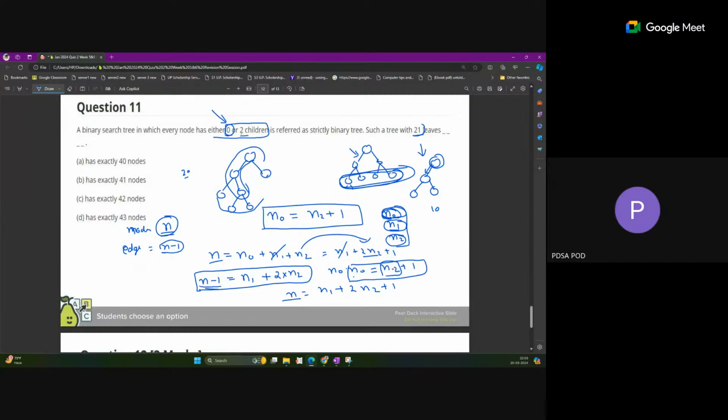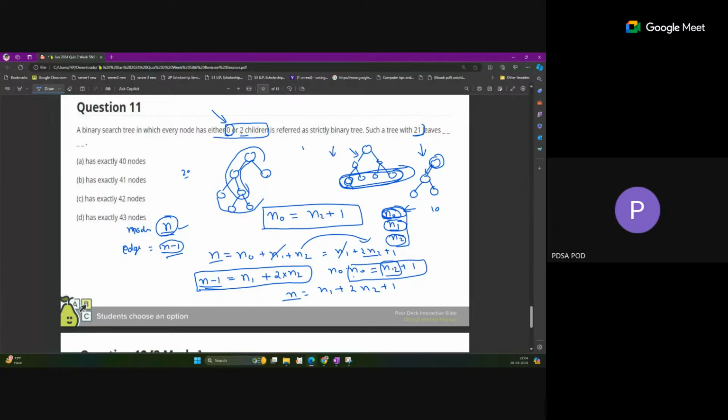So the total number of edges is n minus 1. If we have n vertices, we have n minus 1 edges. We are looking only at the lower side direction, not the upper side, because edges are connected to the lower side. For leaf nodes, there is no edge connected to the lower side, so we are not adding n0 here.